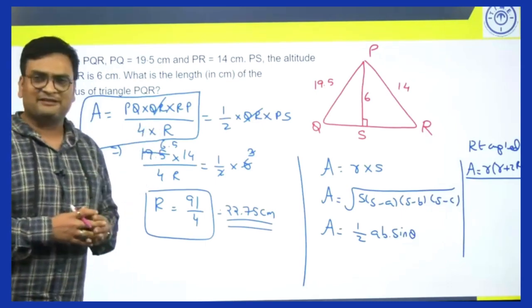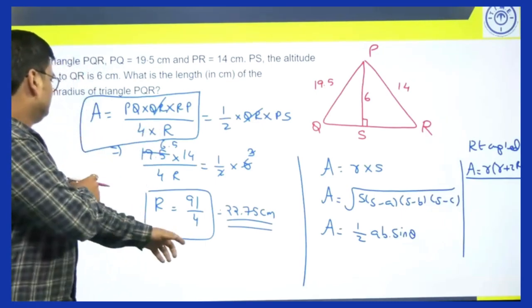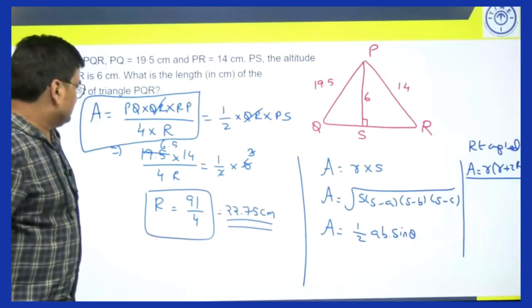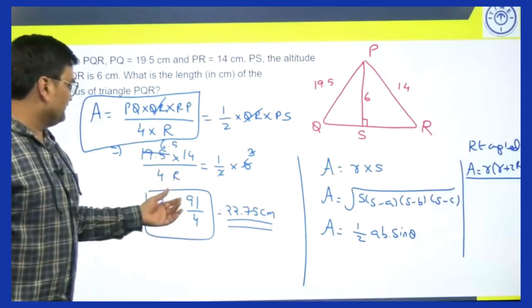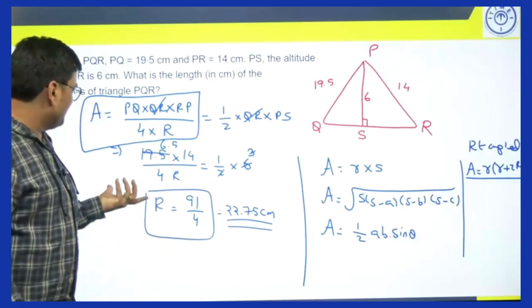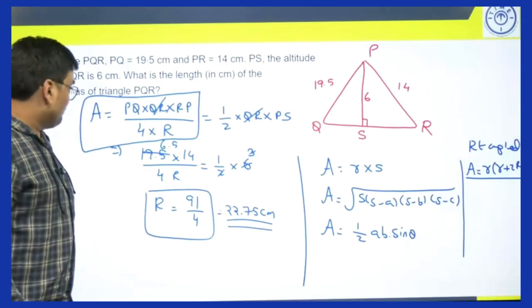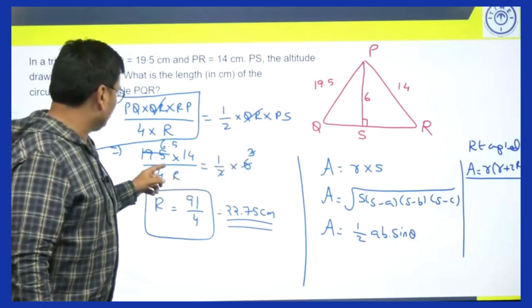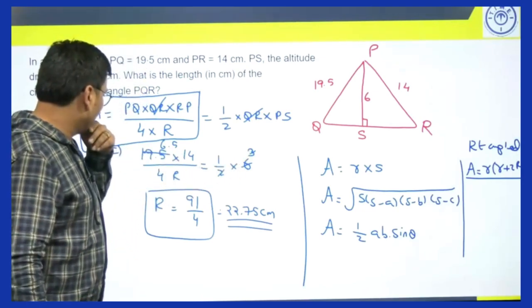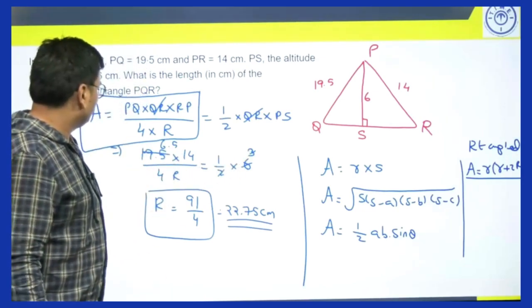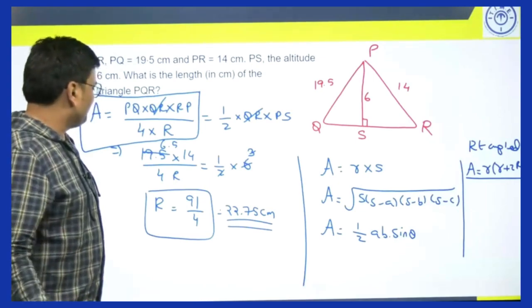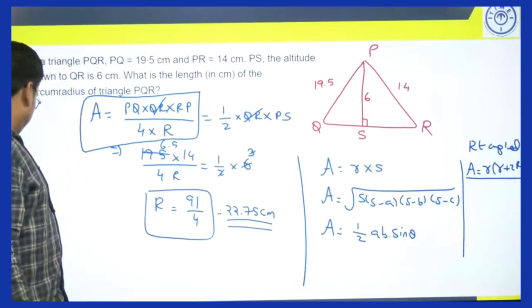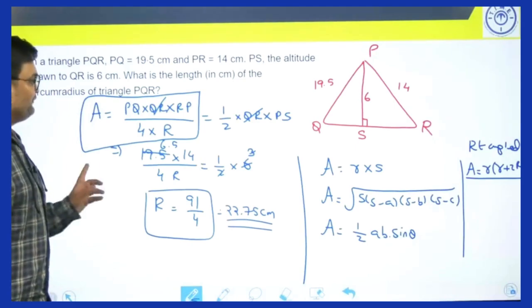I hope you are clear with this question. Okay. So this is how you can solve it. Alright, calculation wise we may check. There might be an error. Let's do it again. 3 times, 3 will go 6.5 times, R will be equal to 6.5 into 14, which is 91 by 4. Okay, I think it's okay. So I hope we are clear with this.